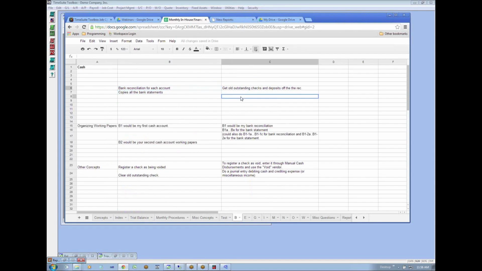So your bank reconciliation for each account, get the old outstanding checks and deposits off the bank rec, copy the bank statement, or at least the front page of the bank statement to support your numbers that are on your bank rec.